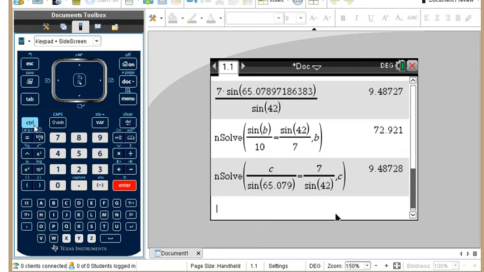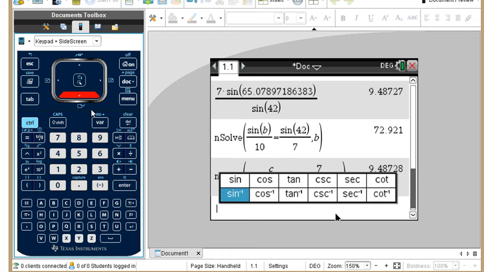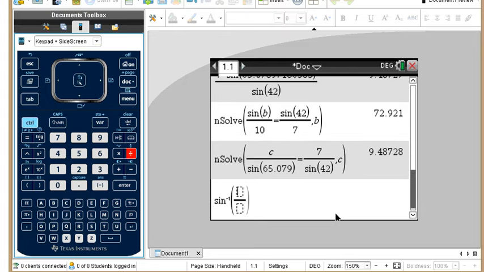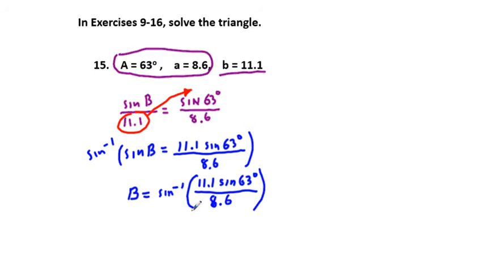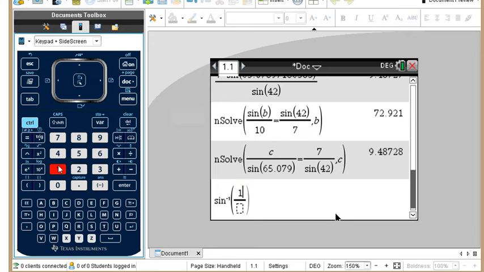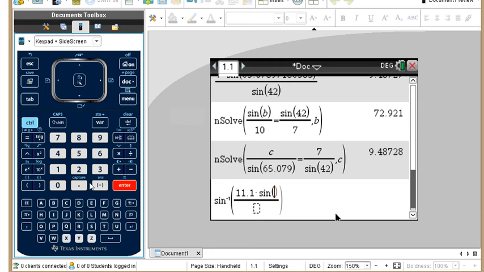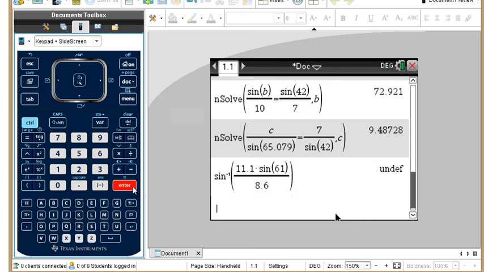we go to inverse sine. I want to make sure I get this right here. We're going to have 11.1 sine 63 degrees over 8.6. And what do we get? We press enter. Undefined. So something is wrong. This does not compute.